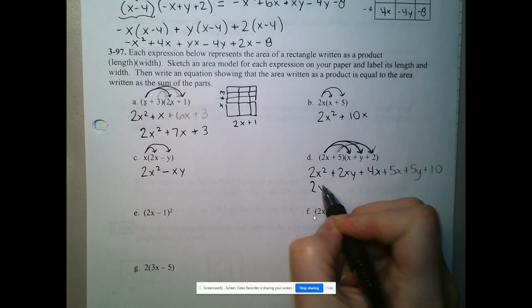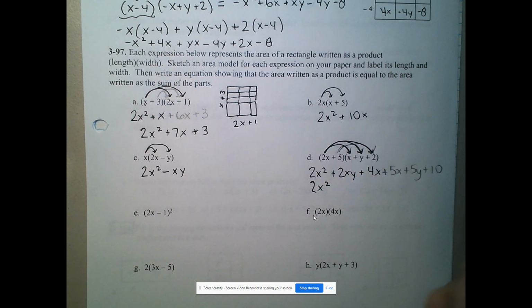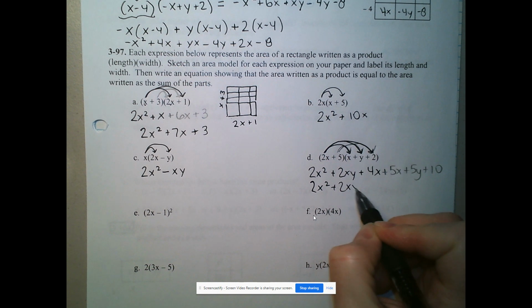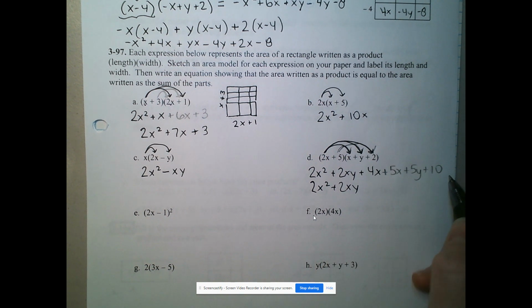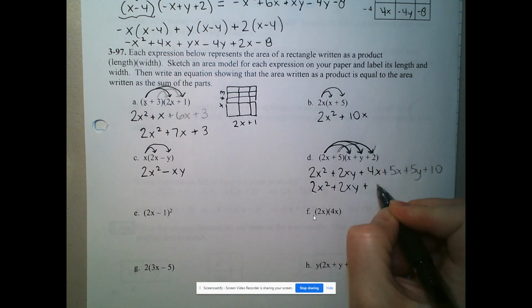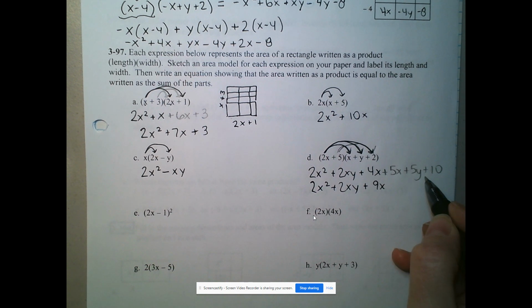I have 2x squared. There's no other x squareds. I have plus 2xy. There were no other xy terms. I did have 4x and 5x, which I can combine for 9x. And then 5y and 10. And that's as simple as that one can go. Often when you're multiplying a binomial by a trinomial, it's still pretty big.